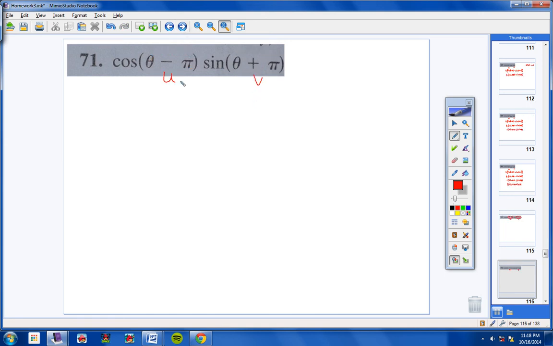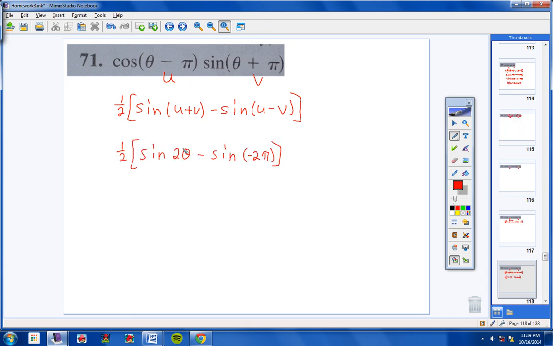So this is my U, this is my V. Now, cosine times sine has this trig identity right here: sine of U plus V minus sine of U minus V. Okay, so here we go. Watch this carefully, guys. For U, I'm going to put theta minus pi. Plus, for V, I'm going to put theta plus pi. When I do that, my thetas cancel out, my pi's cancel out. I'm left with 2 theta.